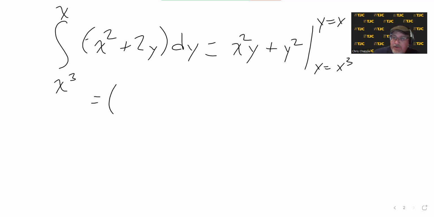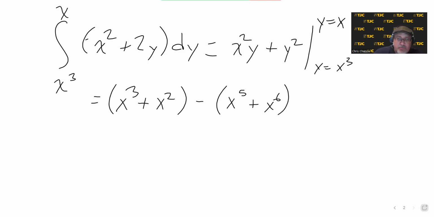All right. Letting y equals x in the antiderivative gives us x squared times x, which is x cubed, plus x squared when y equals x, minus what we get when we substitute y equals x cubed. So we get x squared times x cubed, which is x to the 5th, plus x cubed squared, which is x to the 6th. No like terms whatsoever.